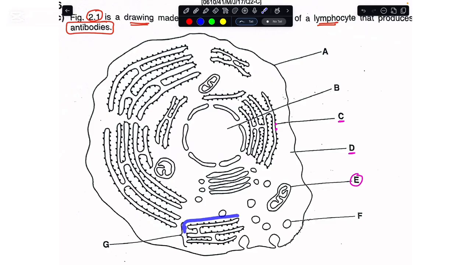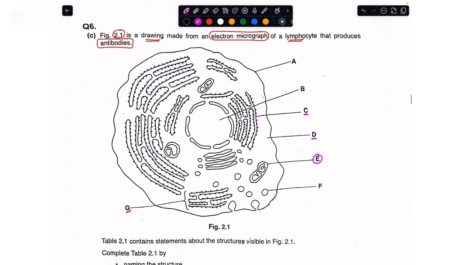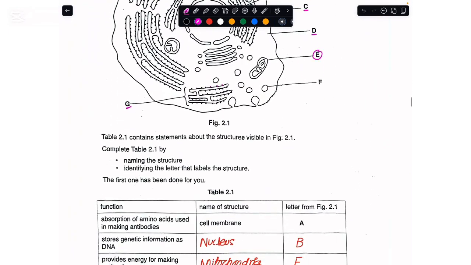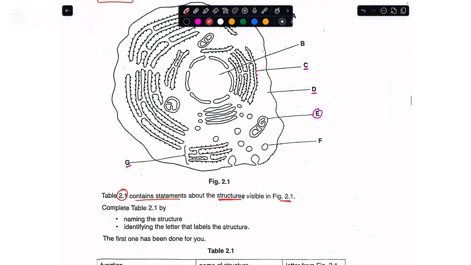And this interconnected network of the membranes that have got these granular structures on them, collectively we call this the rough endoplasmic reticulum. Now, let us see what the examiner has to ask from here. They say that this table 2.1, which they have given you below, contains the statement about the structures that are visible in this figure 2.1.